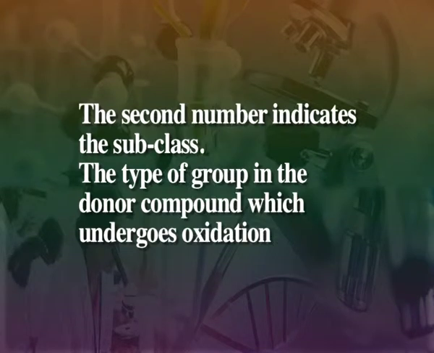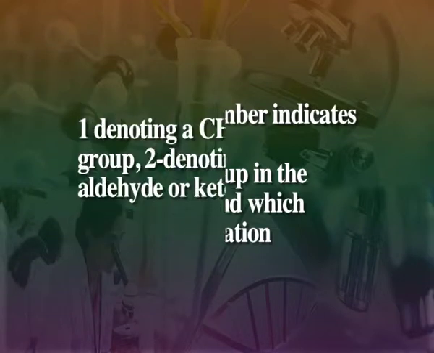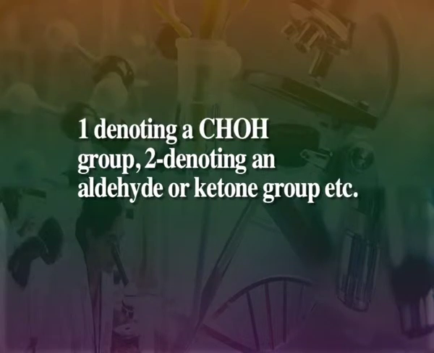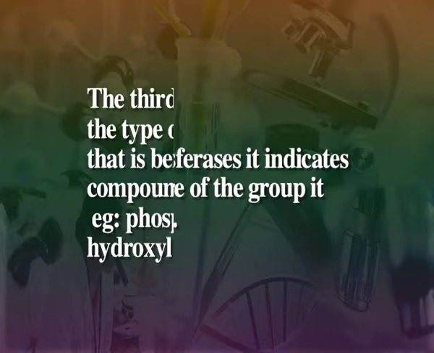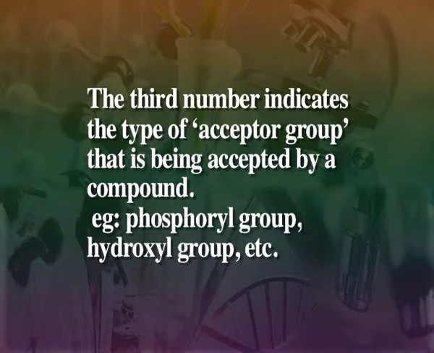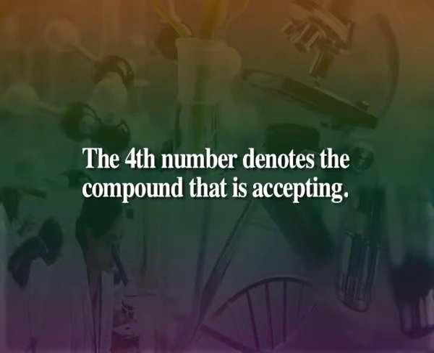The second number indicates the subclass, that is the type of group in the donor compound which undergoes oxidation. For example, 1 denoting a CH-OH group, 2 denoting an aldehyde or ketone group, etc. For transferases, it indicates the nature of the group that is being transferred. The third number indicates the type of acceptor group that is being accepted by a compound, for example, a phosphoryl group or a hydroxyl group. The fourth number denotes the compound that is accepting the functional group.